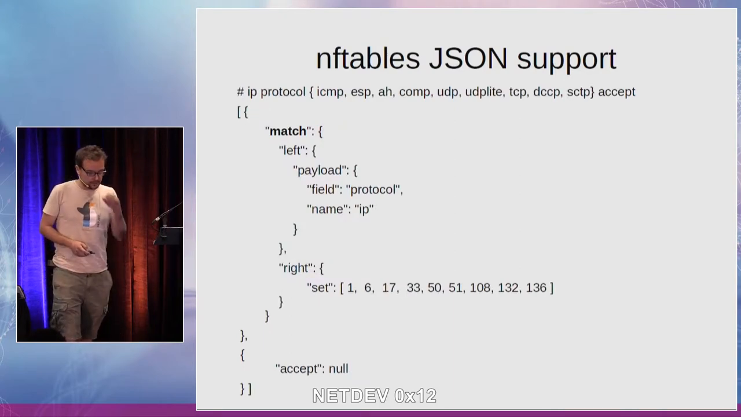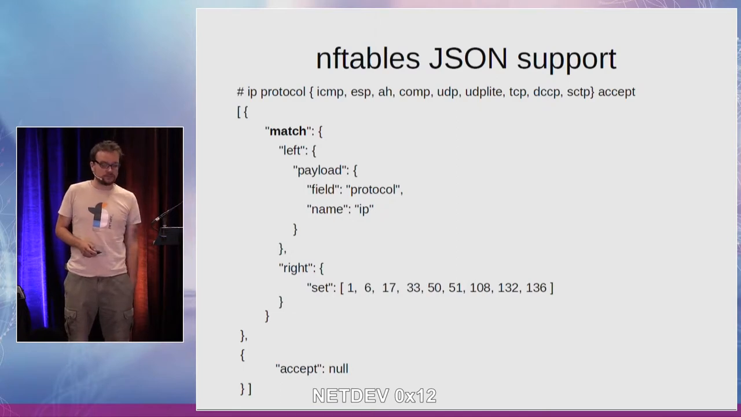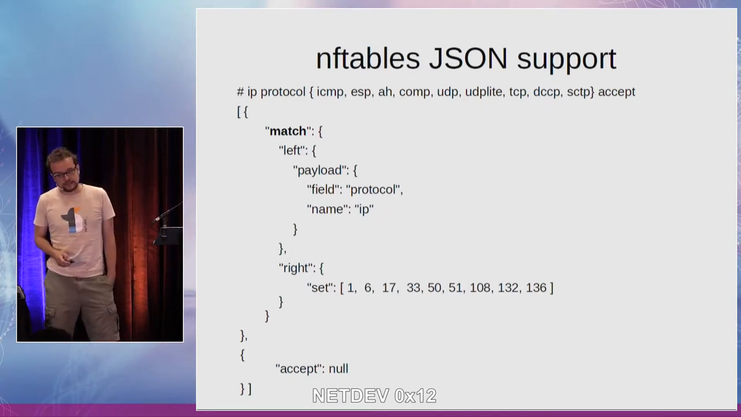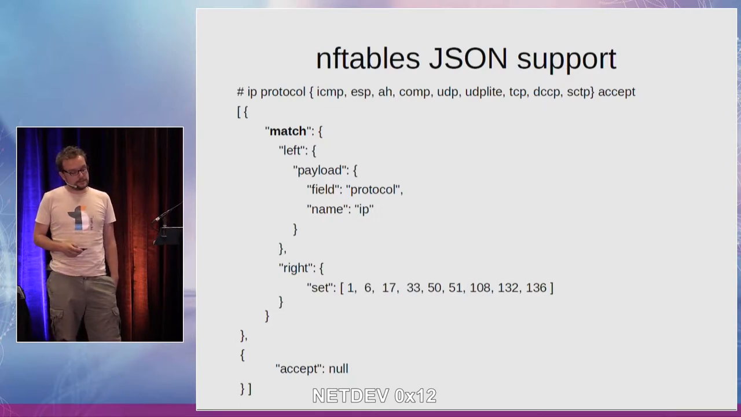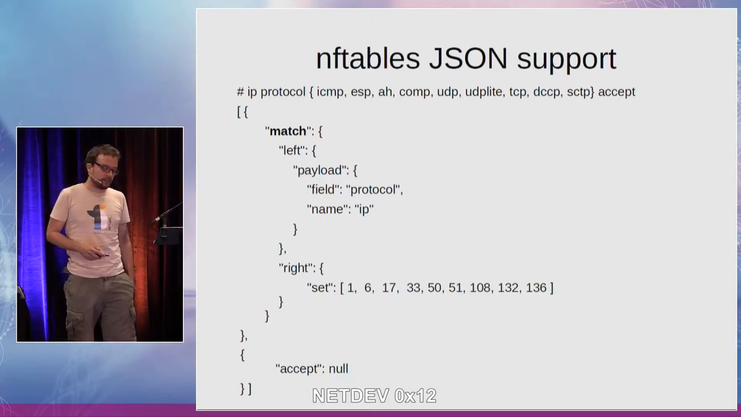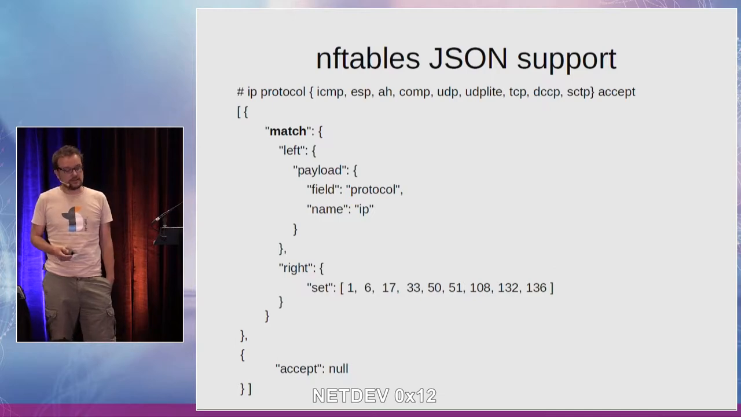It's just to show you how it looks, with this simple example. In case you want to match the IP protocol field and you want to match any of these protocols, the representation looks like match, and then you express what you have on the left hand side, that is basically the key, and on your right hand side you're going to have values or sets. In this example you want to match a payload, you specify the protocol through the name field, and then the field for the packet field.